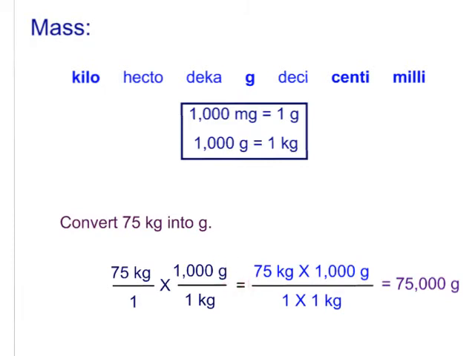Now, when I go on to write this out, 75 kilograms times 1,000 grams divided by 1 times 1 kilogram, that's pretty easy. I get 75,000, these cancel, grams. And that's my answer. 75 kilograms is the same as 75,000 grams.